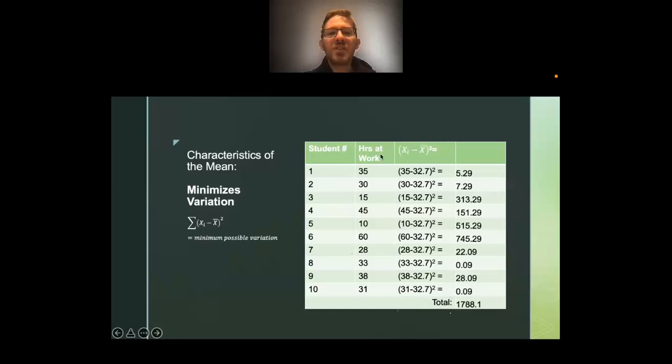And the reason the mean is important is it minimizes the variation between all of these cases. If we picked either the mode or the median and saw how far away each case was from those, the number would be higher than this number. So the mean minimizes the variation away from that central point.